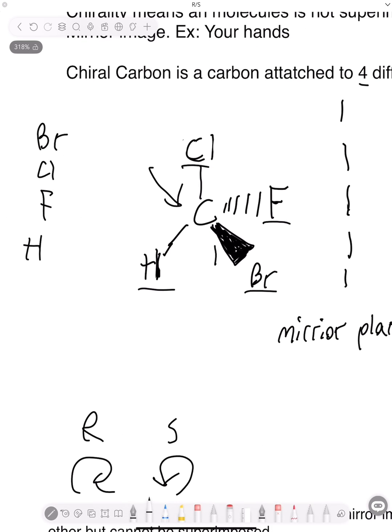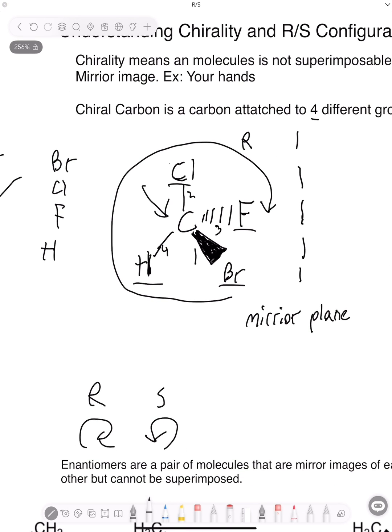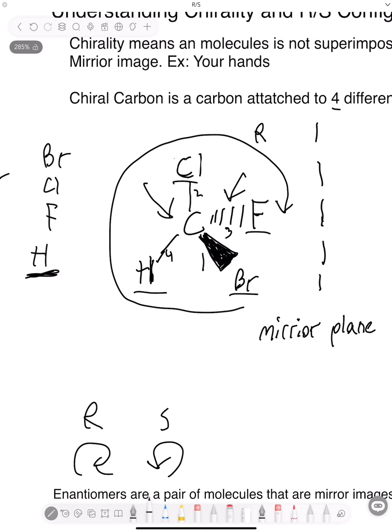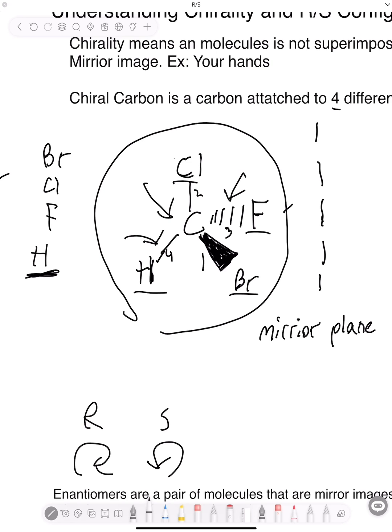So let's label it. We've got our first, second, third, and fourth. Now when assigning the direction, you want to go from first to second to third, just ignoring the fourth. When you do that, it's going to be clockwise and therefore R. But the funny thing about chirality is that when assigning it, you want the lowest priority group, which is hydrogen in this example, to be on the dash, but it's not on the dash, it's on the solid line. So since it's not on the dash, you just want to flip it. So instead of that direction, it's going to be anticlockwise, and it's going to be an S.